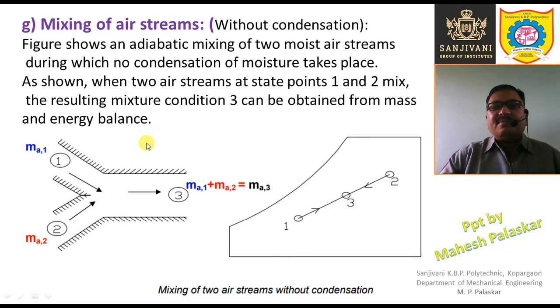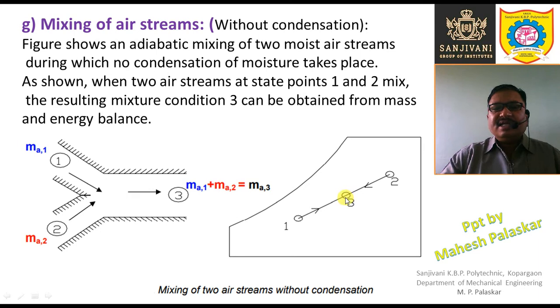So we have to use the mass balance equation and we have to use the energy balance equation. First, the mass balance equation is nothing but the mass of air of stream 1 plus the mass of air of stream 2 is equal to the mass of air of stream 3. This is a very simple mass balance equation. We can very easily understand that the total mass of the air will be equal to the sum of the individual masses, right? So that can be understood very easily.